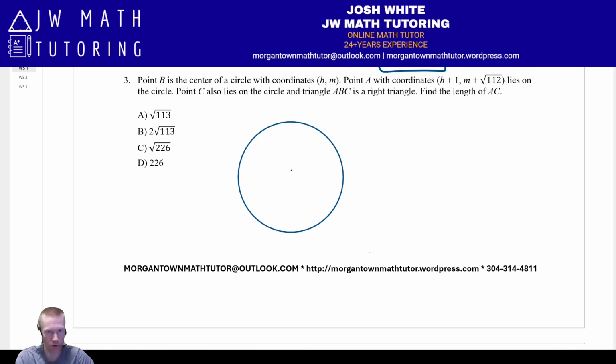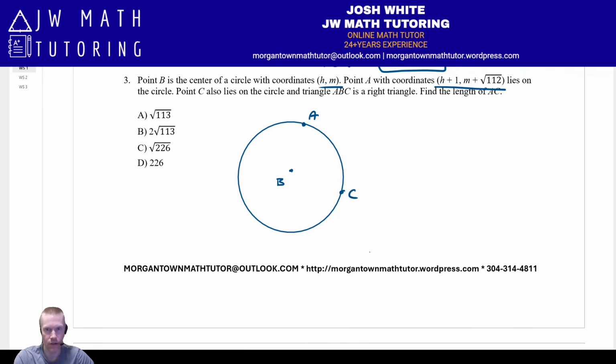Okay, you have the center of the circle, which in this case is point B. Then you also have two points on the circle. Point A is going to be up here, and then point C is going to be down here. I'll talk about how we know where they are in a little bit. So A has these coordinates. Notice the center is just given as h comma m, or whatever letters they give you. So A is at h plus 1 comma m plus root 112.